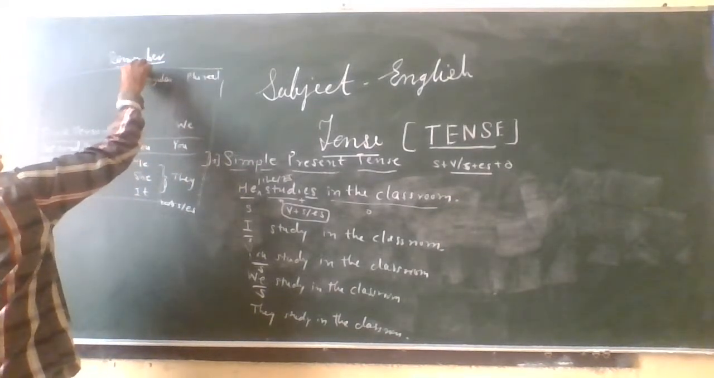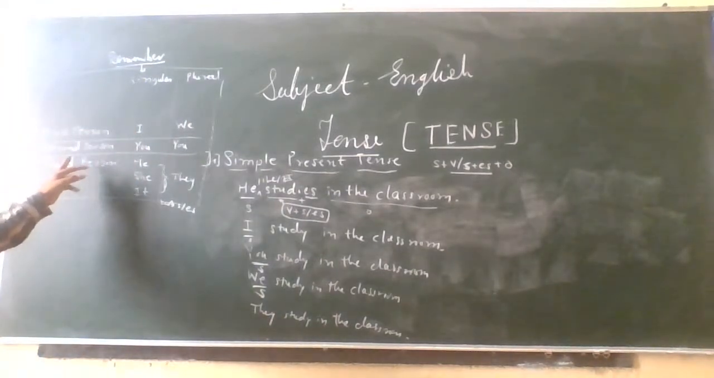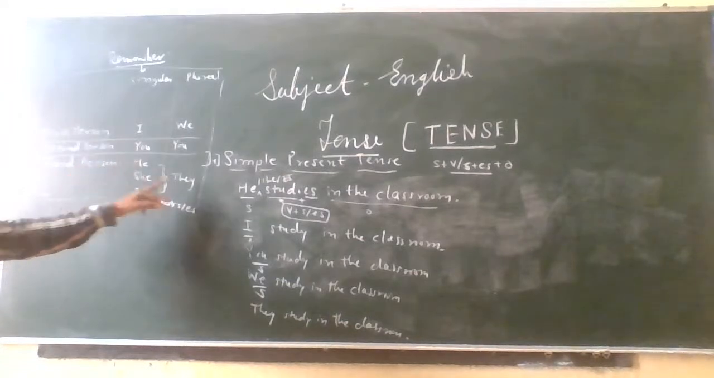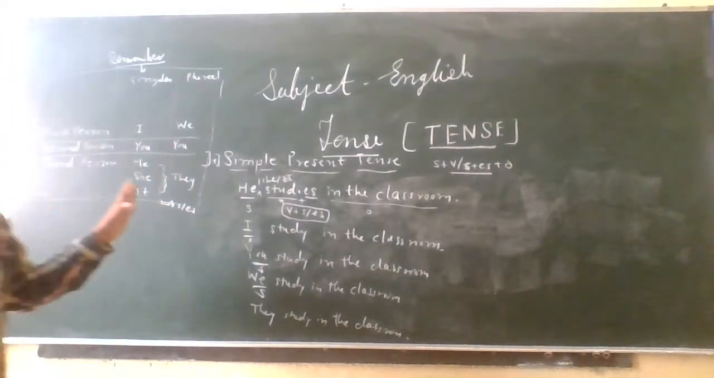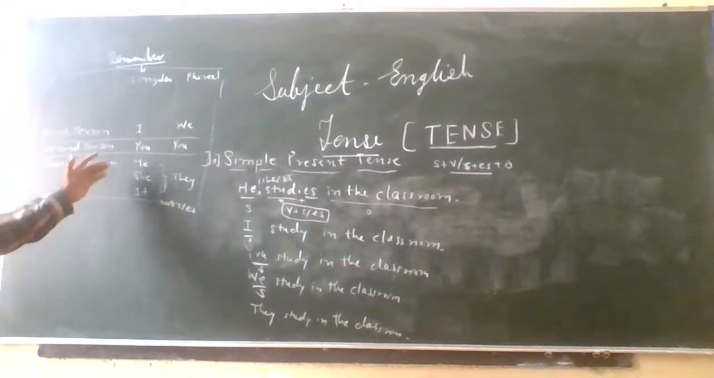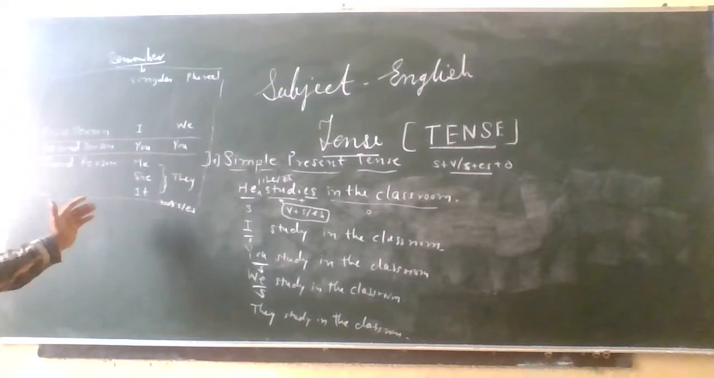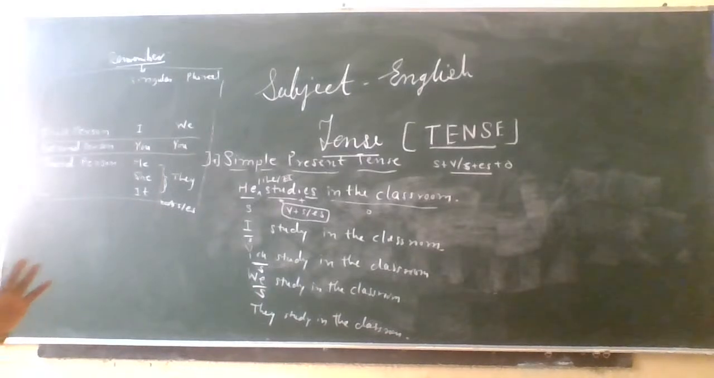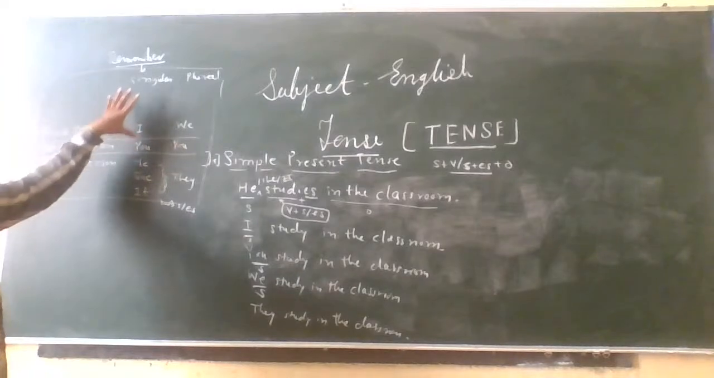Remember, simple present tense can be used with first person, second person, and third person plural. We cannot add any word in those situations. Only for the third person singular, he, she, we have to add s or es to the verb. You have to keep these things in your mind.